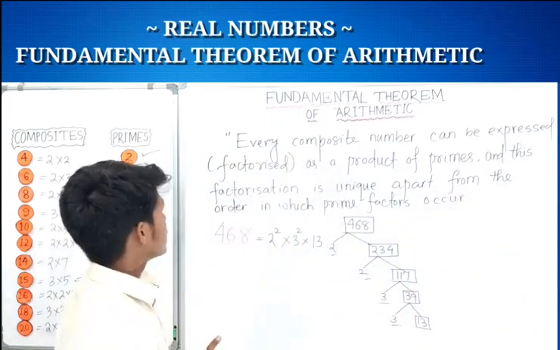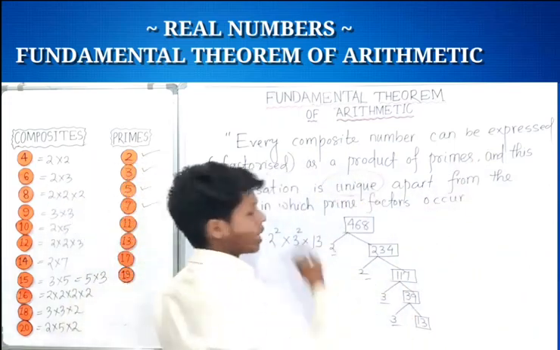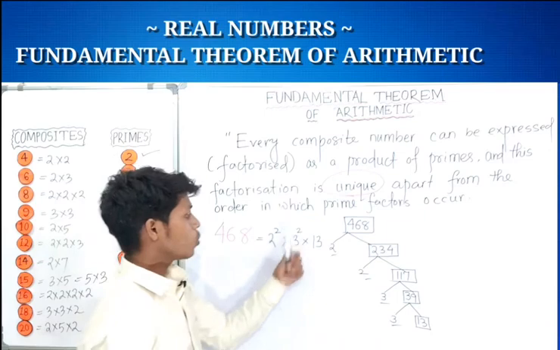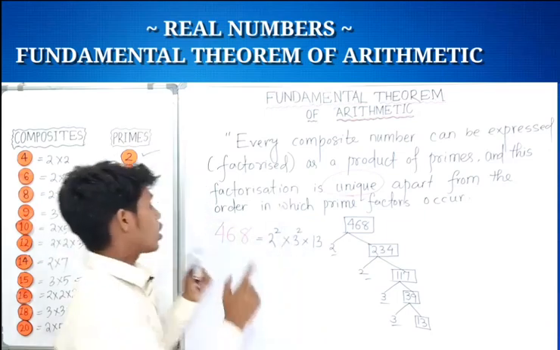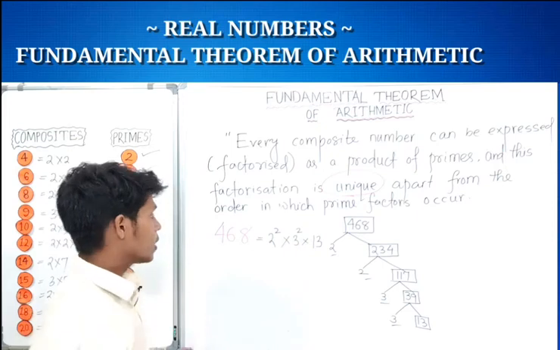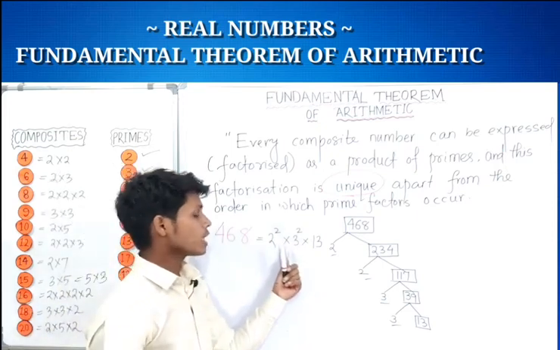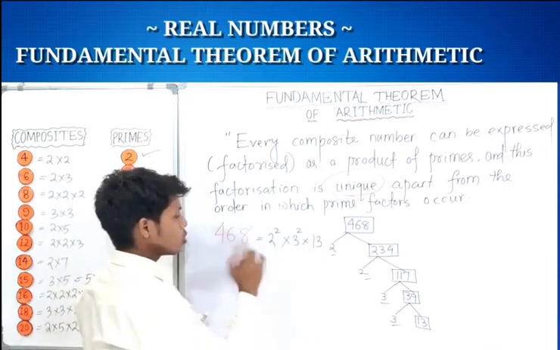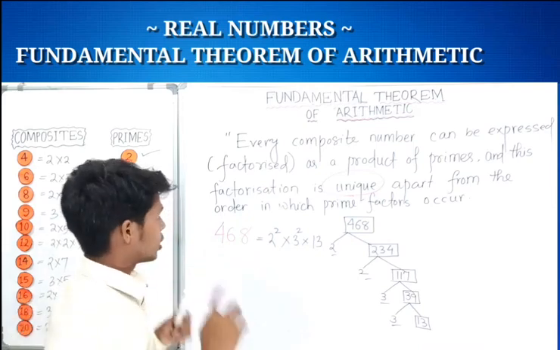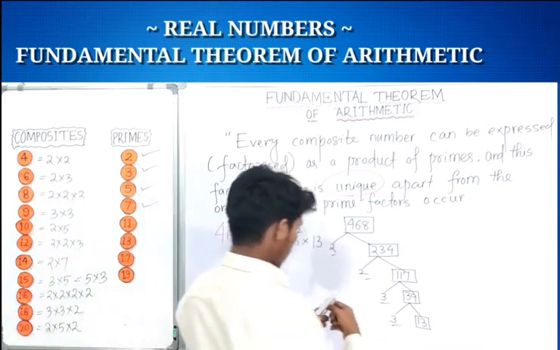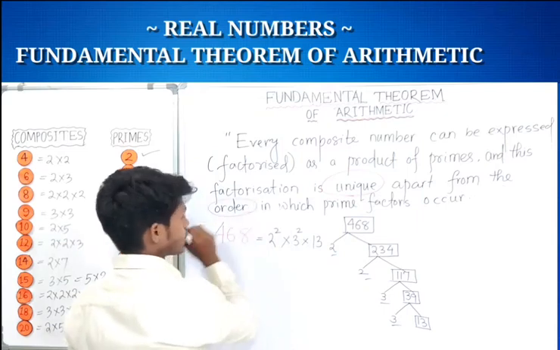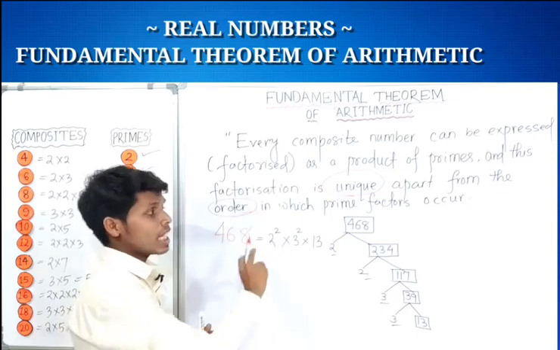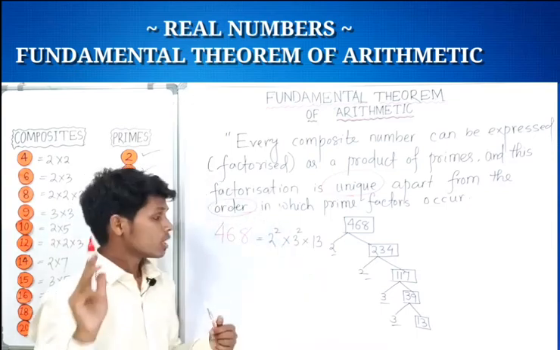Now it is written that this factorization is unique. This factorization is unique means if you multiply 2 two times, 3 two times and 13 together, then you will always get 468. It's very clear, because there are no other numbers we are changing, so we will not get any other composite number. If you multiply these 5 numbers, you will always get 468. So this factorization is unique apart from the order in which it occurs. Yes, it is unique, but the order may change.